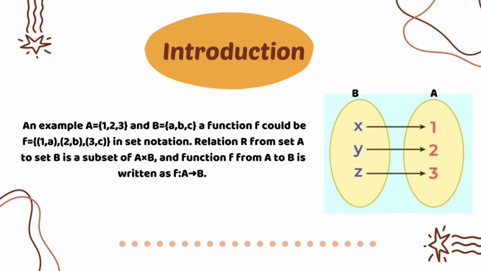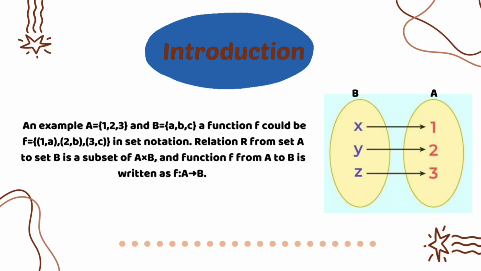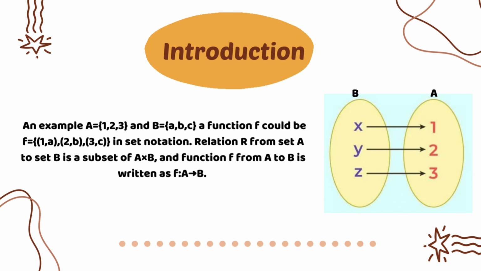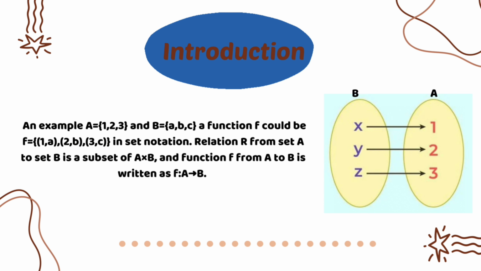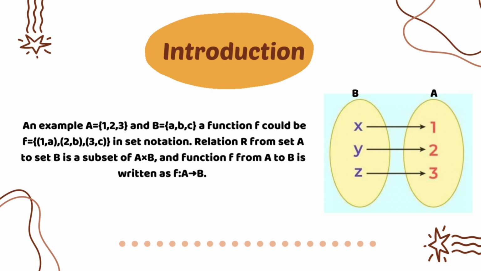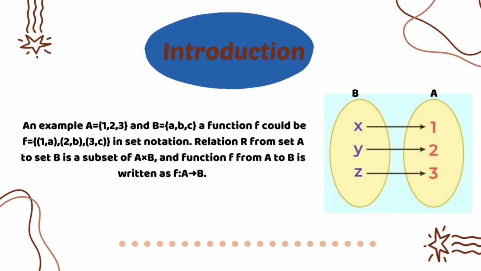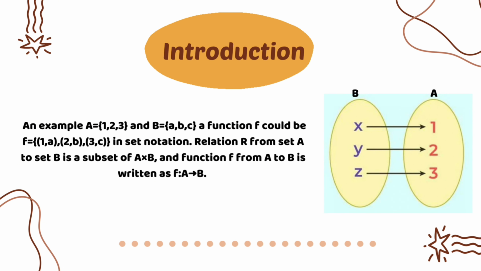This means the element 1 in set A is related to the element a in set B. The element 2 in set A is related to the element b in set B. The element 3 in set A is related to the element c in set B. From this context, the relation from set A to set B is a subset of the Cartesian product. This means A times B. To summarize, a relation from set A to set B is any subset of A times B. A function is a specific type of relation where each element in A maps to exactly one element in B.